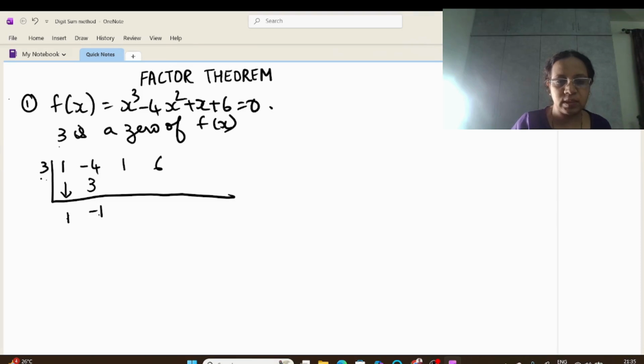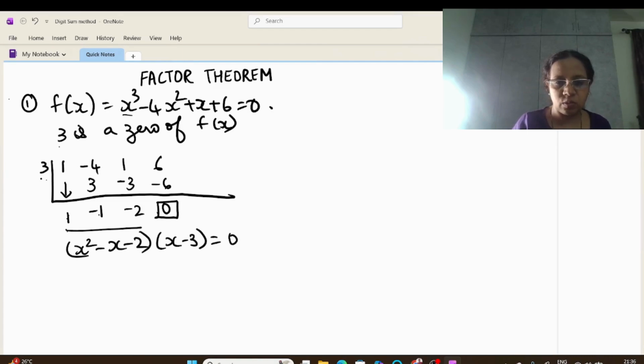Minus 1 into 3 is minus 3. 1 minus 3 is minus 2. Minus 2 into 3 is minus 6. This will give 0. So the last term has to be 0 since 3 is a 0 of f(x). Now here we have the polynomial starting with x cubed. So since these are the coefficients of the quotient of the polynomial, this will become x squared minus x minus 2. This is your quotient, and this multiplied by x minus 3 is 0.